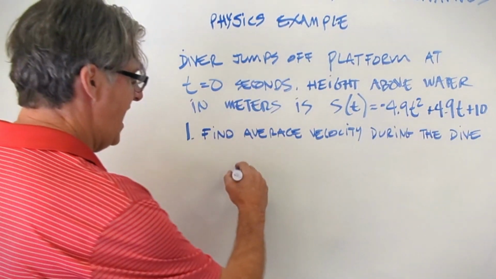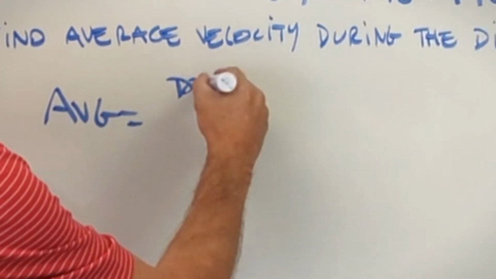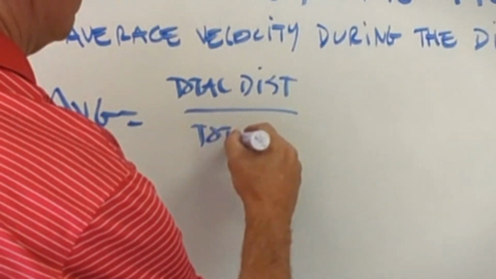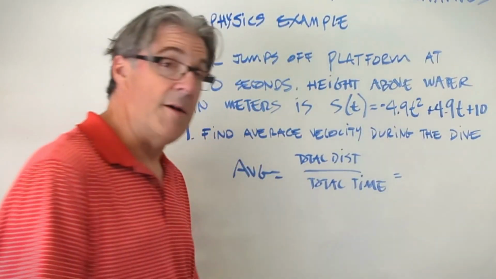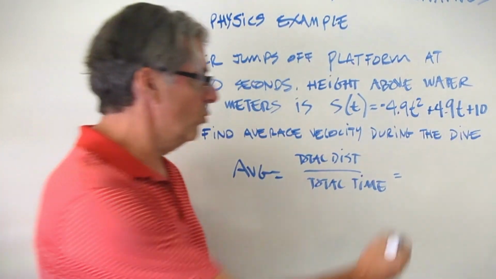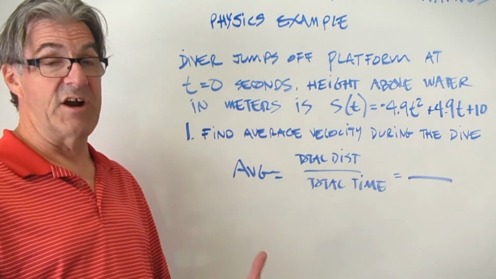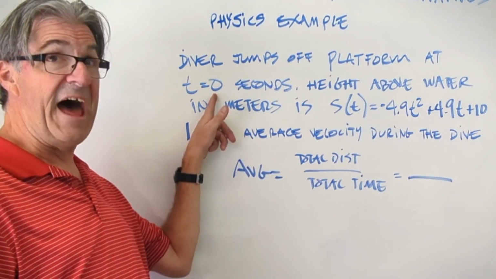First off, the average is going to be the total distance over the total time. So there's a couple things that we can get easy, or one in particular. How high above the water is the diver at the beginning? That's t equals 0. We're actually even told that.